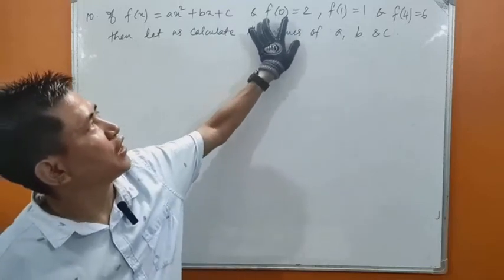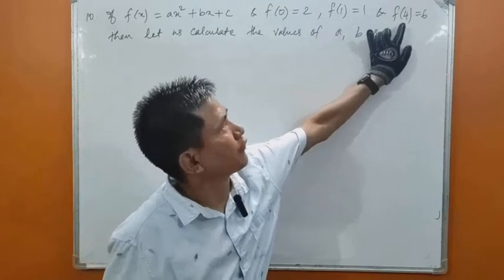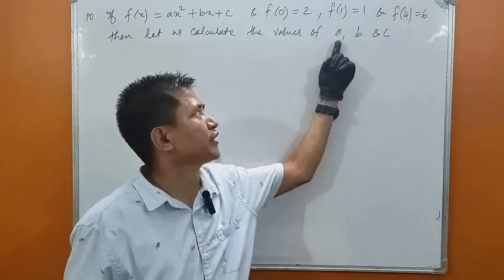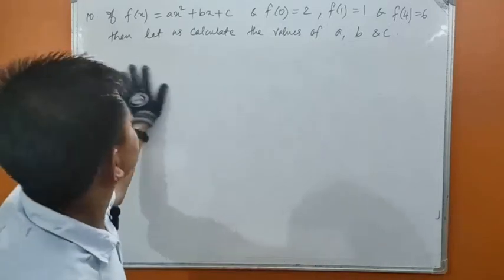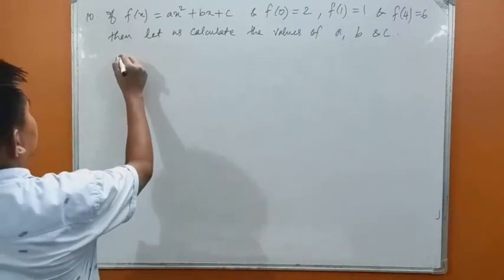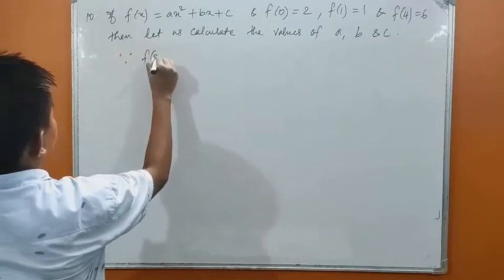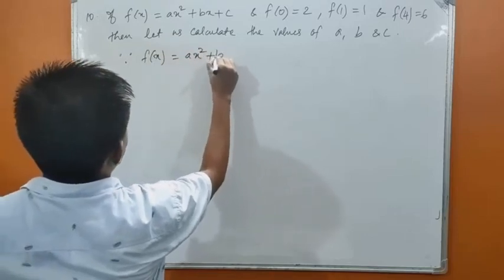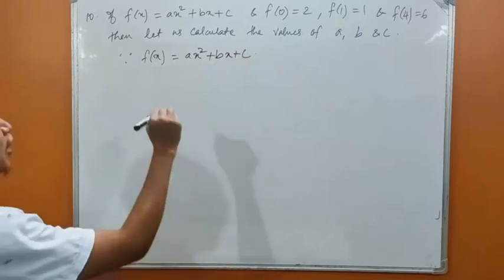Let me tell you again. The value of f(0) is 2, f(1) is 1, f(4) is 6. This is given to us, okay? And we are asked to find the value of a, b and c. Very, very simple, okay? Let's do. Since f(x) equals ax² + bx + c, this is the given expression, okay?